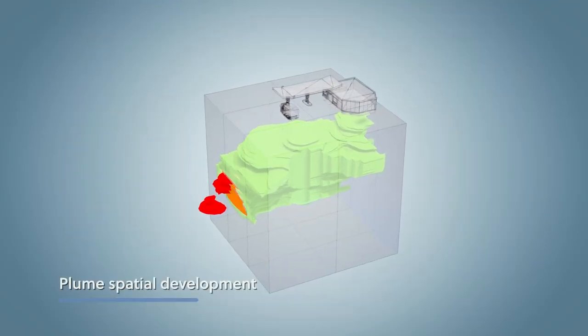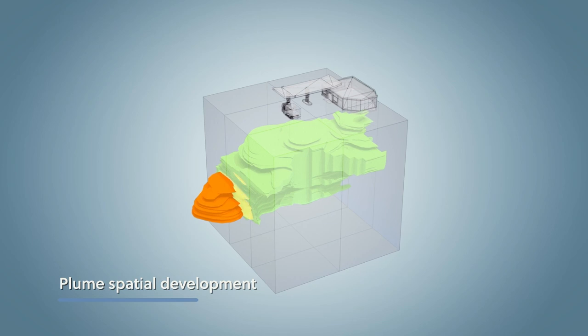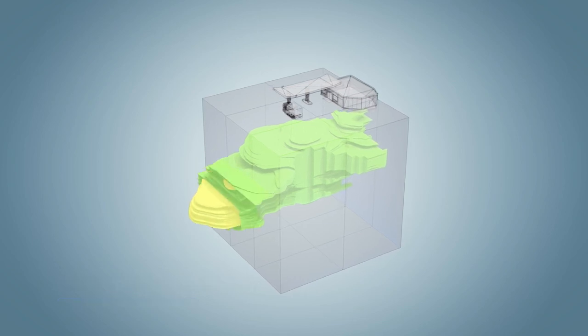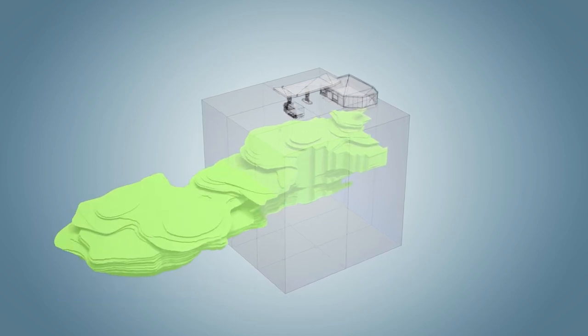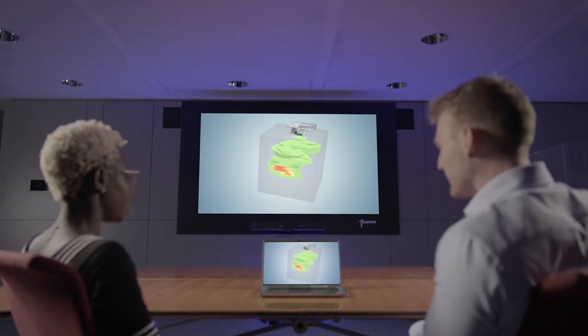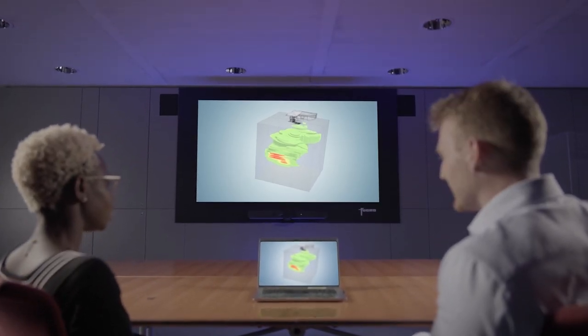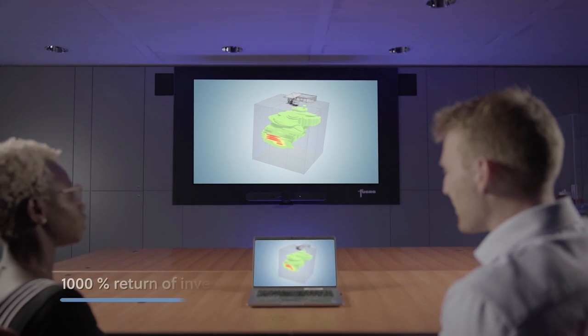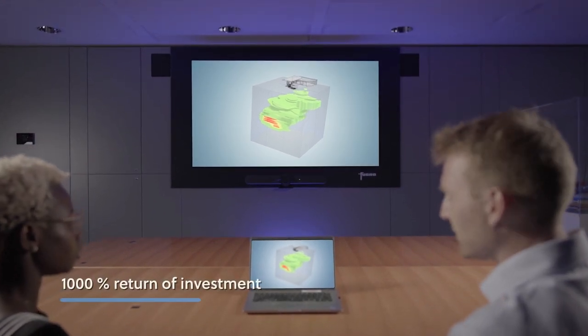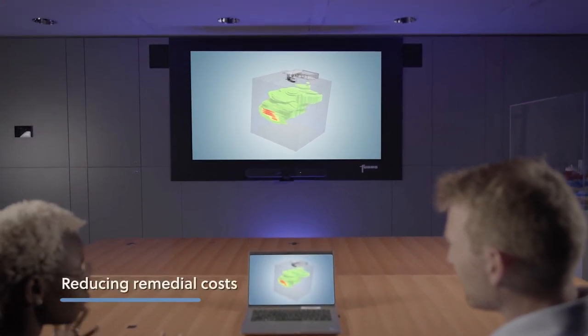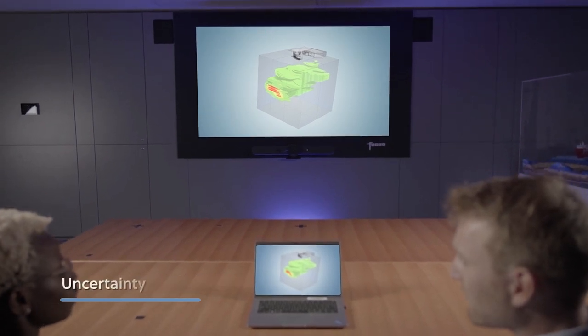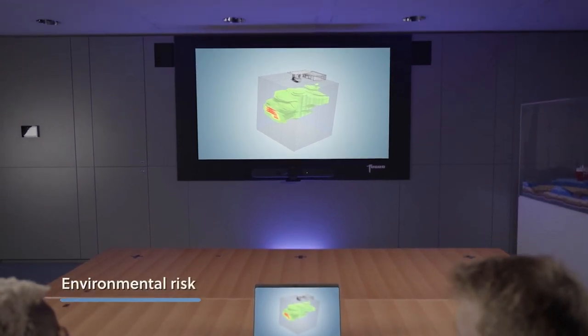90% of the mass discharge of a contaminant plume flows through only 10% of the plume cross area. By focusing on such target zones, Fugro's site characterization brings to the clients often more than 1,000% return on investment by significantly reducing remedial costs, uncertainty, and environmental risk.